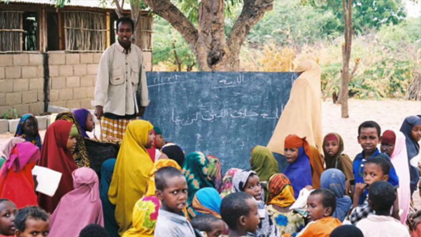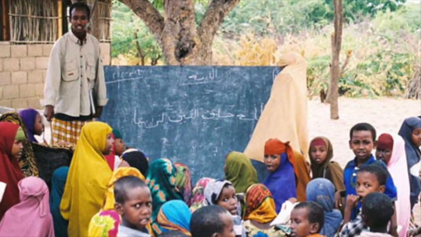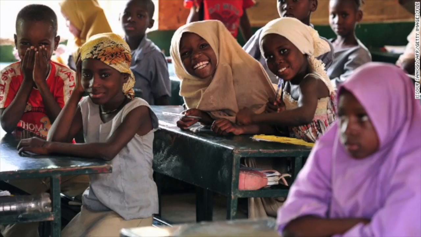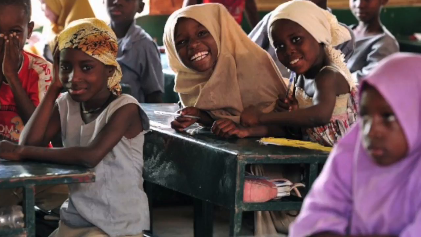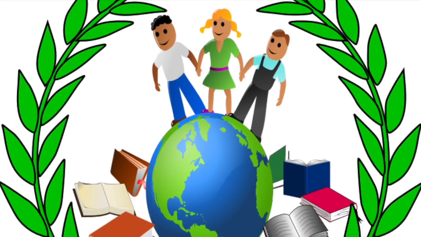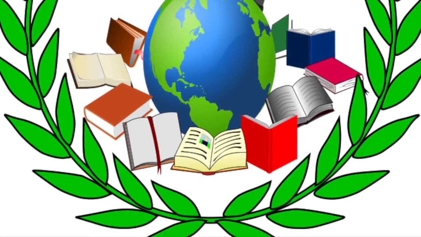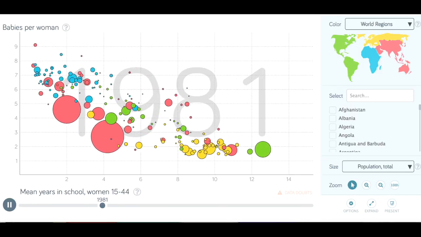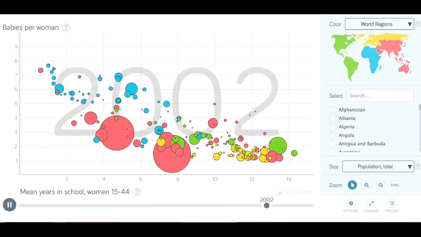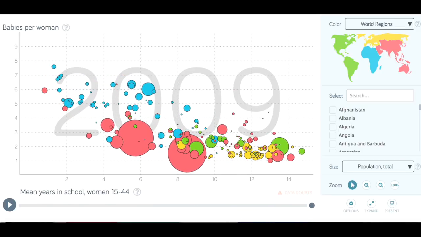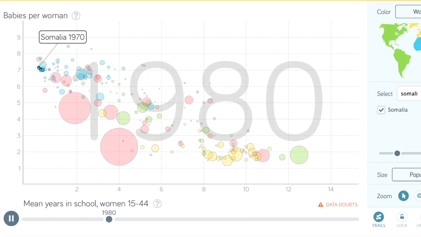Next, we found a negative correlation between the number of babies per woman and the mean number of years in school for women aged 15 to 44. Mean years in school for women aged 15 to 44 is the average number of years of school attended by women in that age group, including primary, secondary, and tertiary education. From 1970 to 2009, Gapminder shows a decline in the number of babies per woman and an overall increase in the number of years in school.